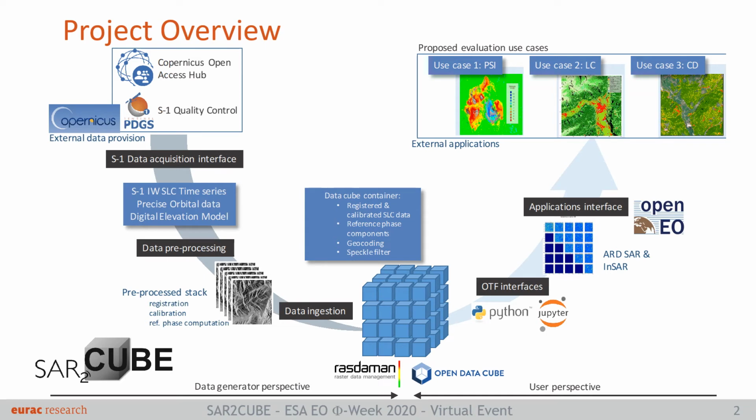The project has been designed to tackle this data cube from two perspectives, from the data generator perspective and also from the user perspective. From the data generation perspective, we want to look into how to best preprocess the data and up to which level in order to find a compromise between the flexibility of the user and how much it actually costs to store the data. So we have defined different levels of preprocessing there.